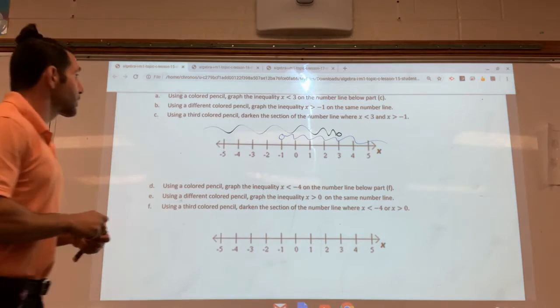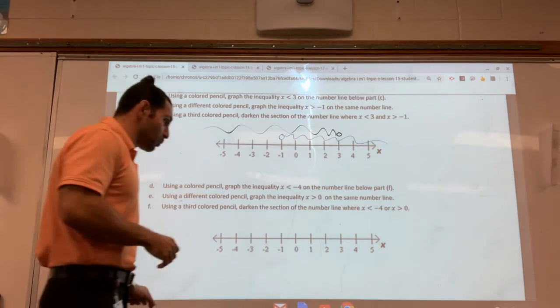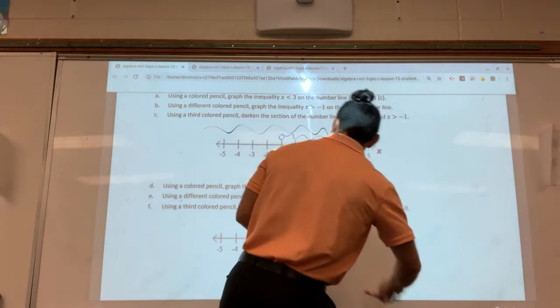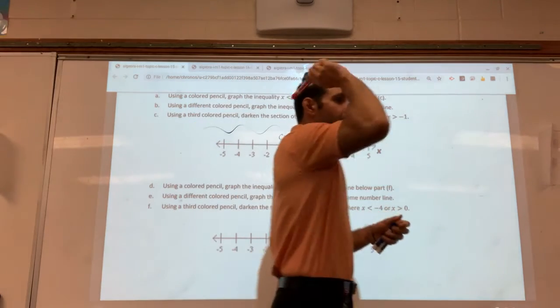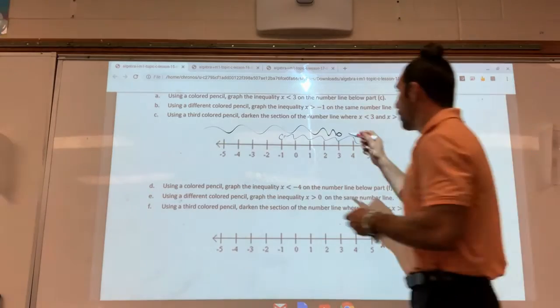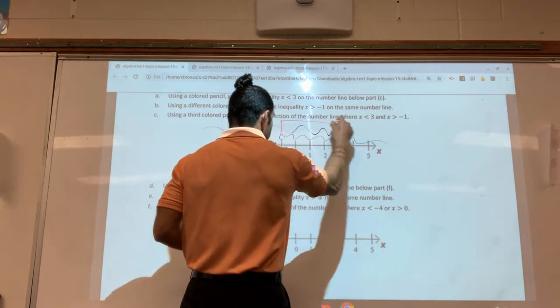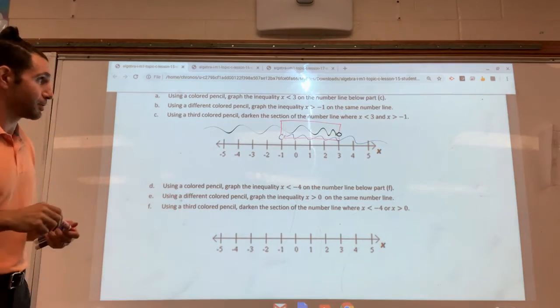Okay. Using a third colored pencil, darken the section of the number line where x is less than 3 and x is greater than 1. Well, it's going to be from, oh man, this one doesn't work. That's too bad. Go in the trash can. I just threw it in a window. That was bad too. But all of this position from here to here is my answer.